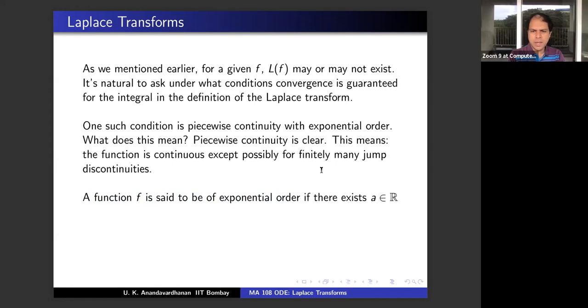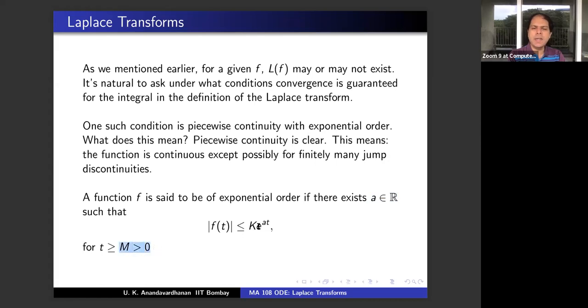If there is a real number a. See, exponential order means an exponential function may come in the definition, and the exponential function is e^(at) for some a. There exists some a such that the function is bounded by e^(at), well, not quite, up to a constant k. And where is this bound happening? This bound is happening after some stage.